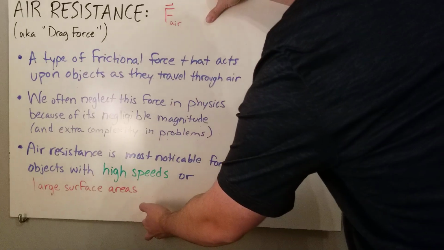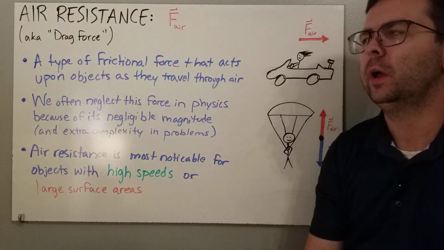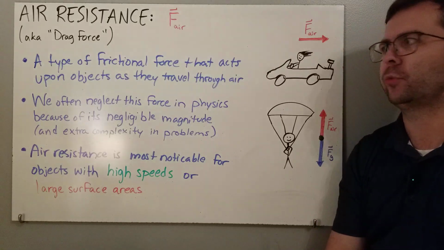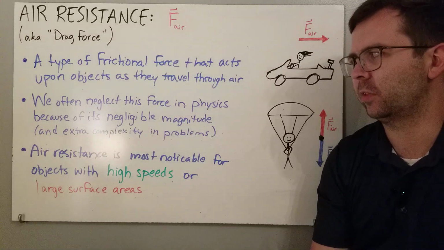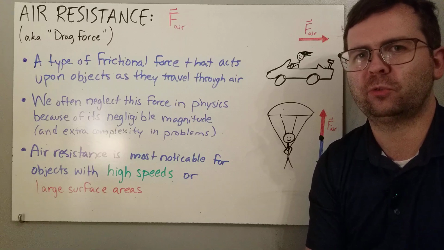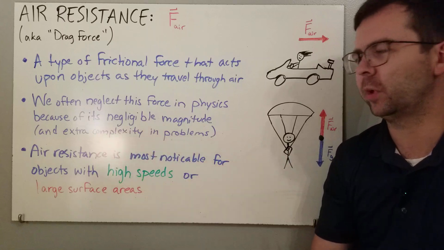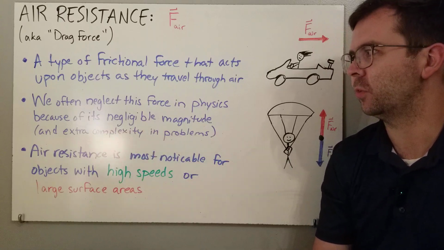All right, let's look at another type of force. This one you've probably heard of as well, and it's air resistance, also known as the drag force. Air resistance is actually a type of friction that acts upon objects as they travel through the air. In physics, we often neglect air resistance because of its negligible magnitude. It just basically is never really strong enough to affect our problems. And other times we just ignore it because it adds extra complexity to our problems, and so we keep things simple by ignoring air resistance.